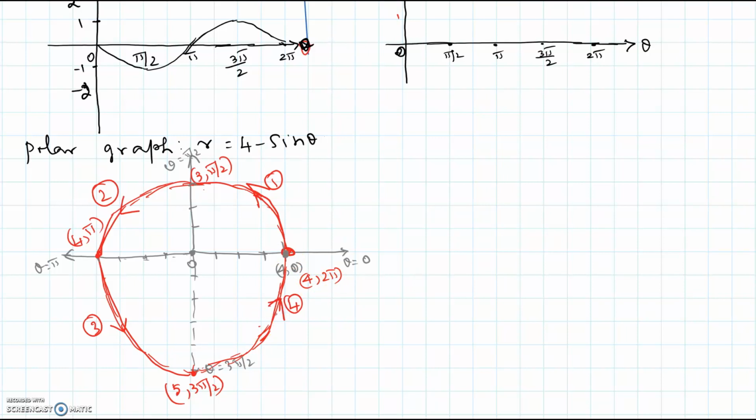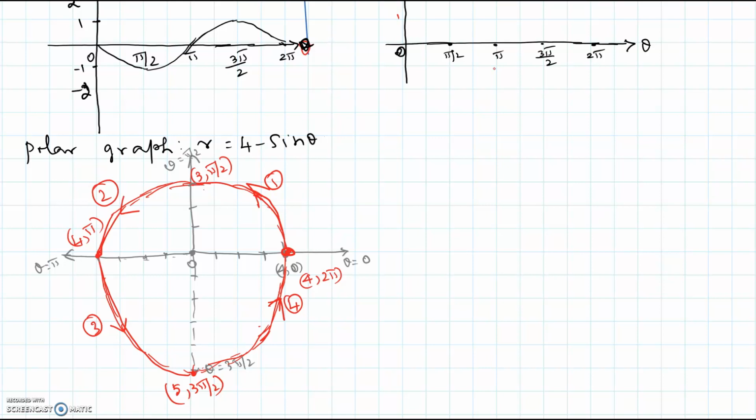So this is the graph corresponding to r equal to 4 minus sine theta, which is a polar graph. As I mentioned earlier, it is a better idea to do the Cartesian graph so that you will know what happens in between the points, like from 0 through pi by 2, and pi by 2 to pi, whether the graph is increasing or decreasing in nature, and so on.